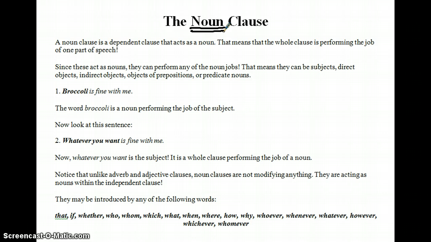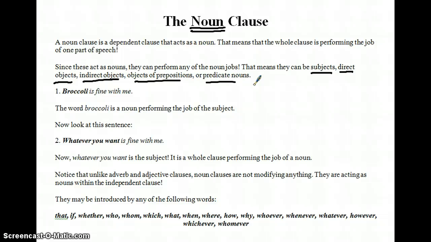So if you think about a noun, right, and how it functions in the context of an independent clause, it is always either a subject or an object, which means that these noun clauses, they're like little clauses hidden inside an independent clause. They can perform any job that a noun can do. So they can be subjects, they can be direct objects, they can be indirect objects. Objects of prepositions, predicate nouns. Any job that a noun can do, a noun clause can also do.